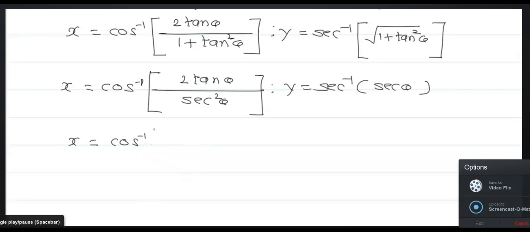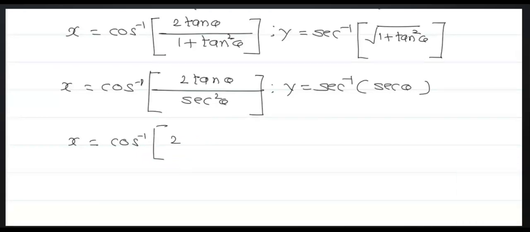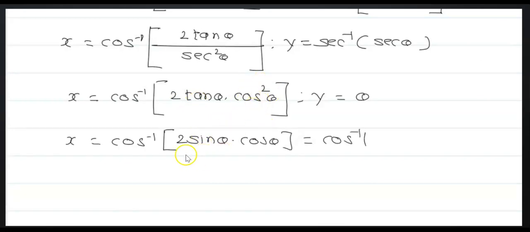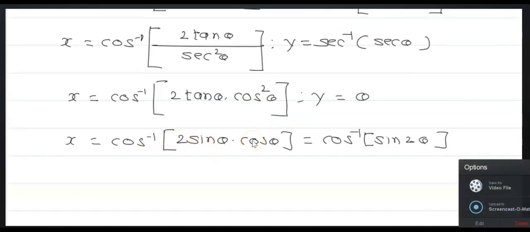Now see this here. That is 2 tan theta into cos square theta. This sec square will become cos square. And y is equal to theta. Sec inverse of sec theta is theta. Now simplify this. This 2 tan theta means what? Sin theta upon cos theta into cos square theta. One cos gets cancelled. Then you are getting 2 sin theta into cos theta. But what is 2 sin theta into cos theta? Sin of 2 times theta. And cos inverse of sin of 2 times theta.